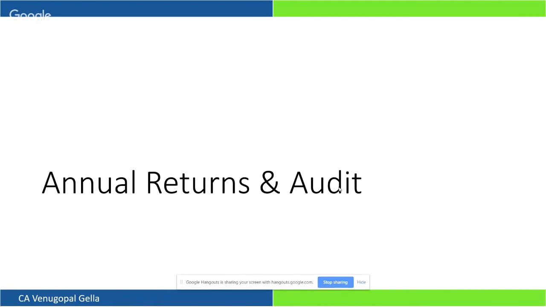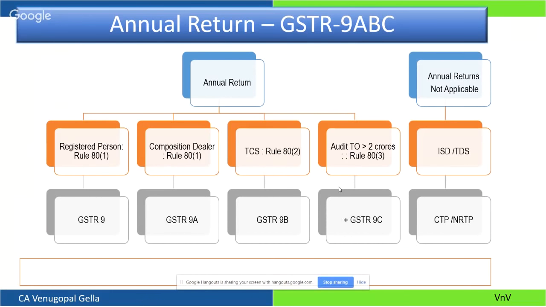Okay, coming to the annual returns and the audit. So we all know annual returns are applicable to every registered person. So which means GSTR-9, everyone who is a regularly registered person has to file GSTR-9. In case someone has opted for the composition scheme, they would be filing GSTR-9A, and e-commerce operators, though it is not live yet for 2017-18, since the provisions came into effect only from 1st October 2018, would be filing an additional return, GSTR-9B.